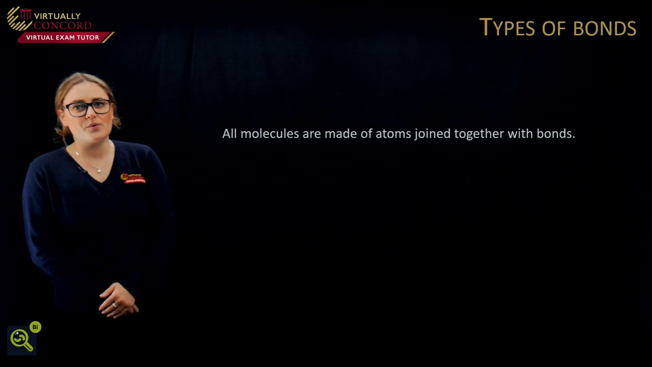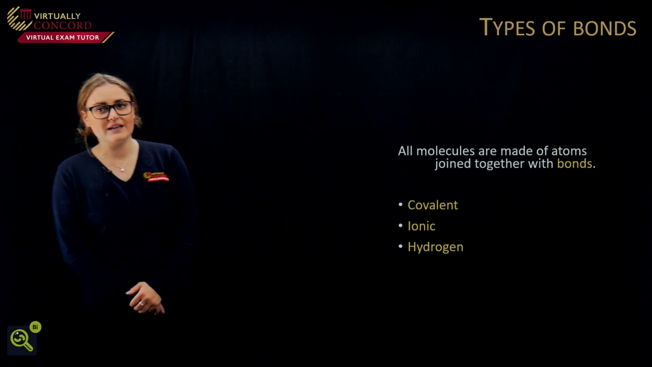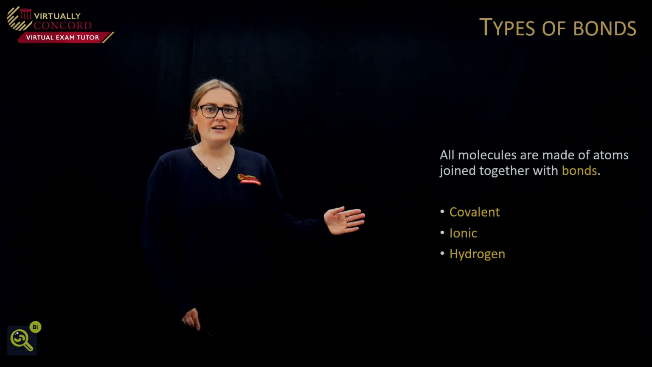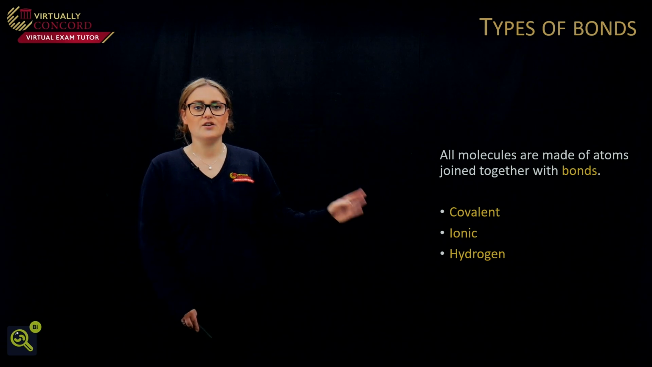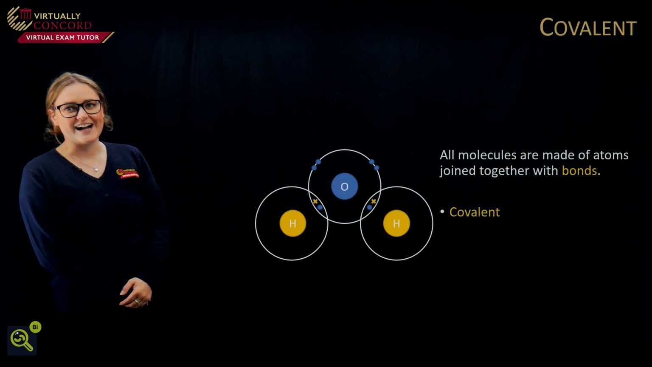So, all these molecules are made of atoms joined together with bonds, and there are three that we need to know about in biology. We have covalent, ionic, and hydrogen, and we're going to look at these in a little bit more detail. First up, we're going to have a look at our covalent bonds.